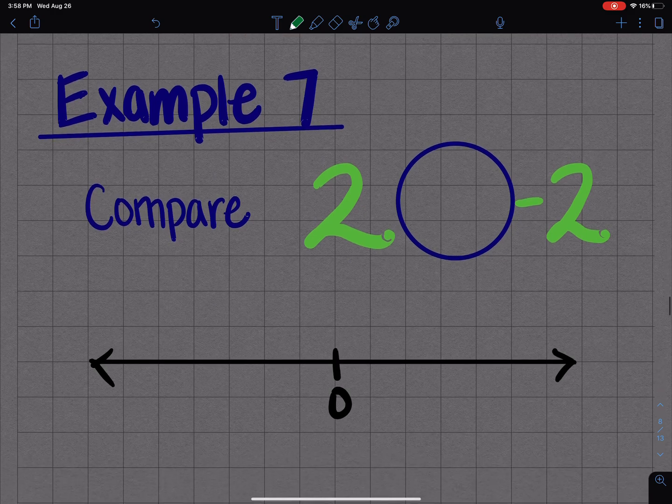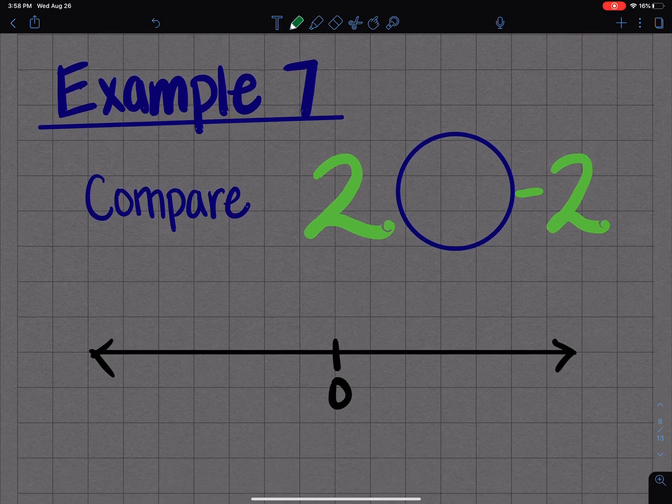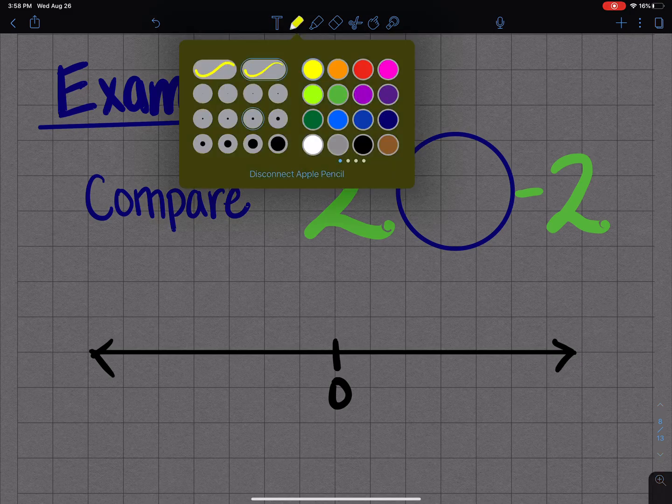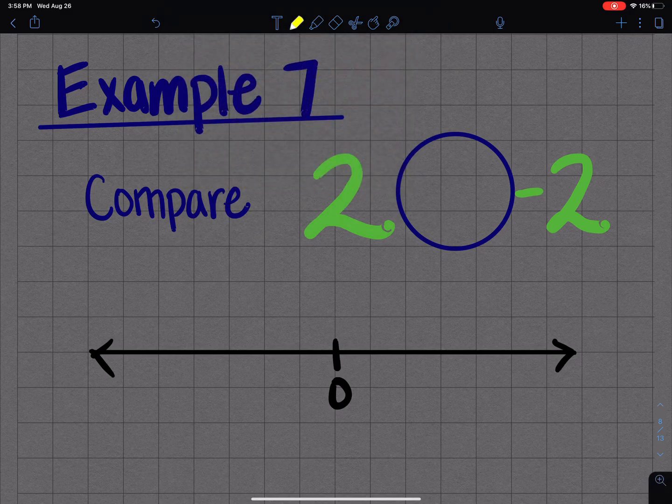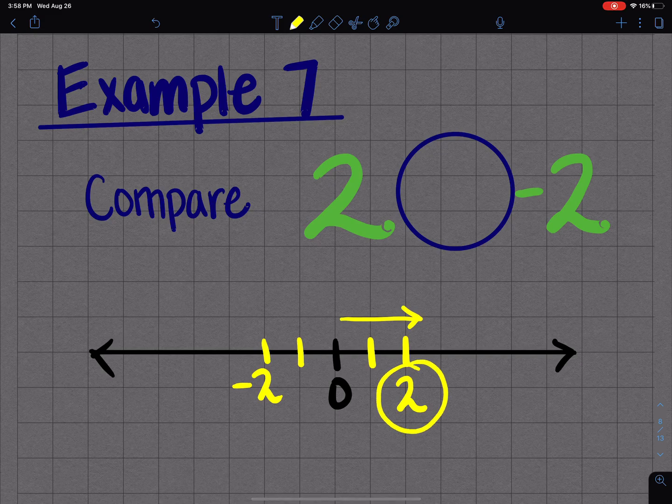All right, so we are going to compare 2 and negative 2. And there's a big circle there because it wants you to put a symbol inside of it, either an equal, a greater than, or less than. So what is bigger, 2 or negative 2? And if you're not sure about that, you can make a number line. And here's a number line below with a 0. And I'm going to count up to 2. So this is 2. And I'm going to put tick marks on the other side, and this is negative 2. And remember I said that the more to the right you are, the bigger you are. So 2 is greater than negative 2. That's the bigger number. So the correct sign that goes in this circle is that.